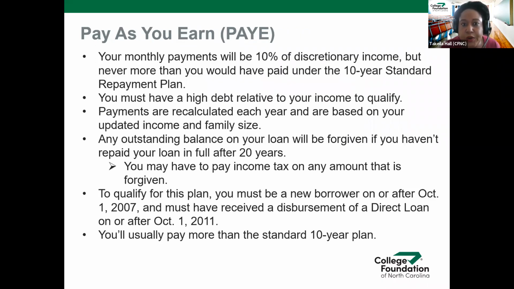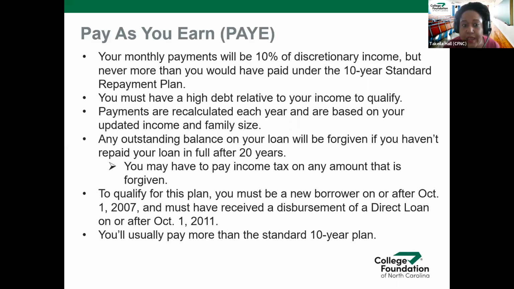We also have Pay As You Earn, which we refer to as PAYE. Your monthly payments will be 10% of your discretionary income, but will never be more than you would have paid under that 10-year standard repayment plan. You must have a high debt relative to your income to qualify. Payments, again, are recalculated each year based upon your updated income and your family size. Just want to make sure that you're aware of that. Any outstanding balance on your loan will be forgiven if you haven't repaid it in full after 20 years. Again, you may have to pay income tax on any amount that is forgiven.